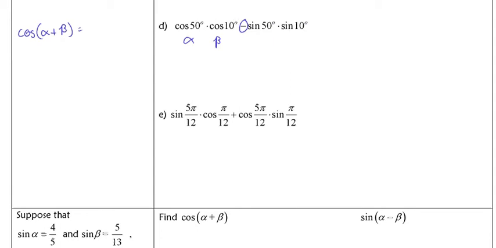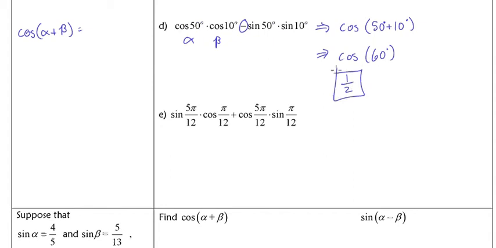That's going to be cosine of alpha, which is 50 degrees, plus beta, which is 10 degrees. So really that all just says the cosine of 60 degrees, and that one hopefully we're pretty familiar with, and that's going to be 1/2.